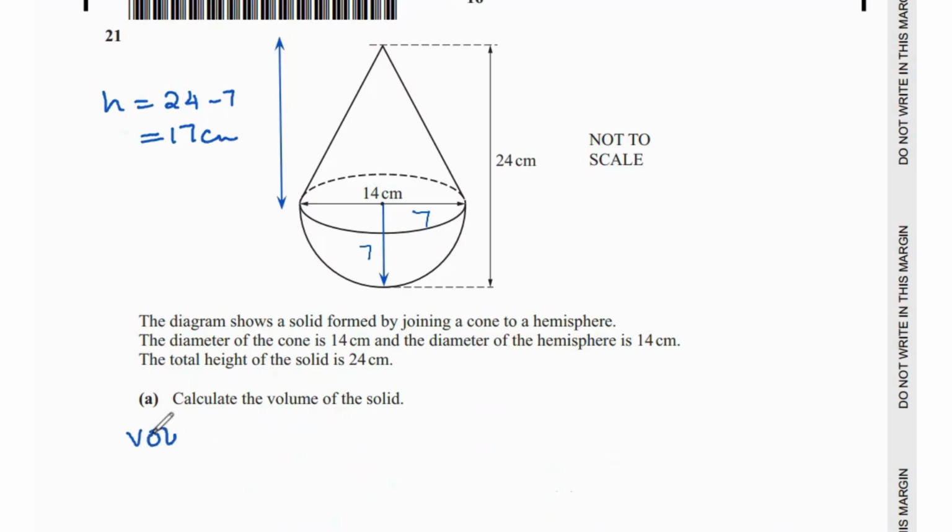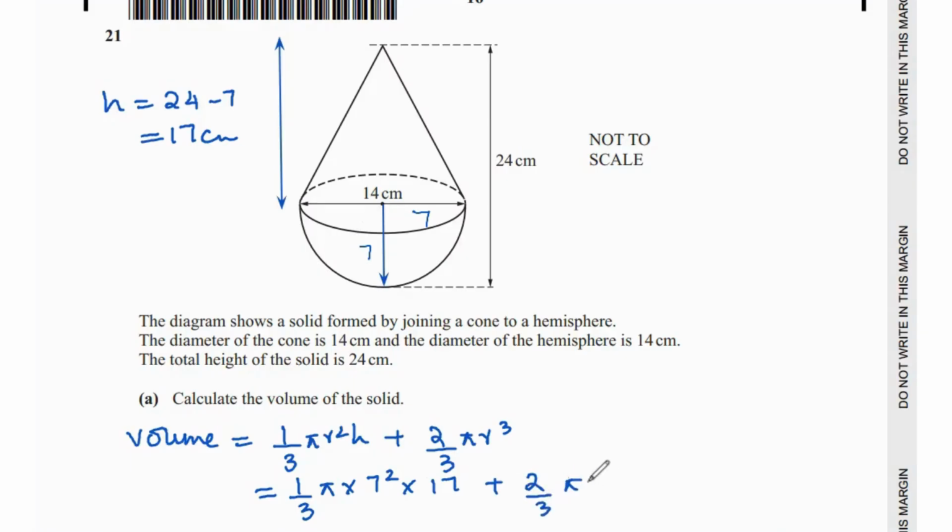So we can easily find the volume of the solid, which is the volume of the cone plus the volume of the hemisphere. Volume of the cone is 1 over 3 pi r squared h, and volume of the hemisphere is 2 over 3 pi r cubed. We have r, which is 7. We have the height, which is 17. So 1 over 3 pi times 7 squared times 17 plus 2 over 3 pi times 7 cubed. That's going to give us 1590 centimeters cubed. That's your volume of the solid.